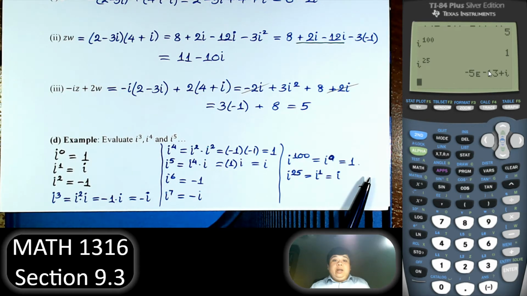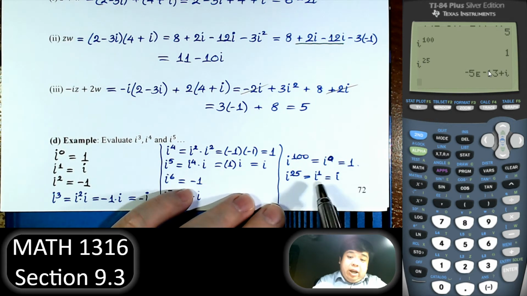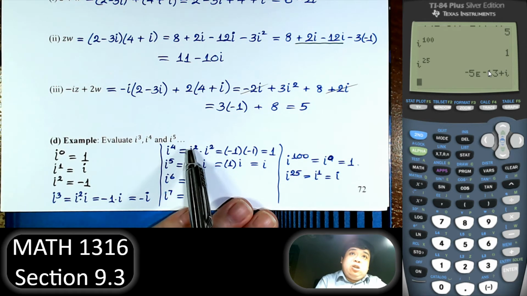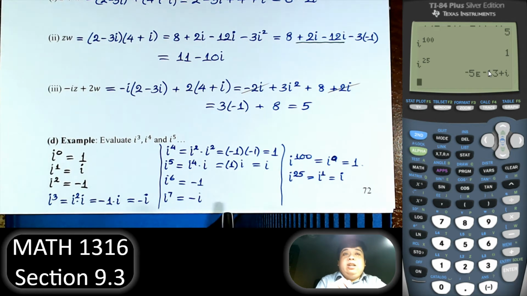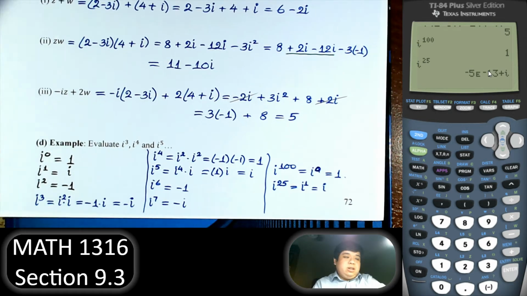So when we have i raised to anything, just divide that number by 4 and raise i to that remainder. So i to the 4 is the same thing as i to the 0 power. i to the 5th, same thing as i to the 1st. i to the 6th is i squared. i to the 7th is i cubed, and so on. Just raise i to the remainder power.